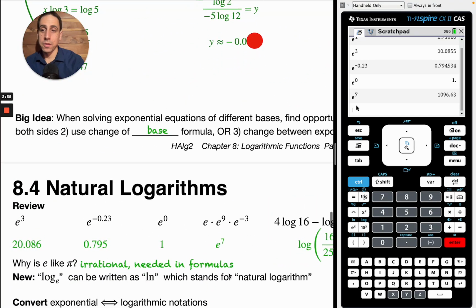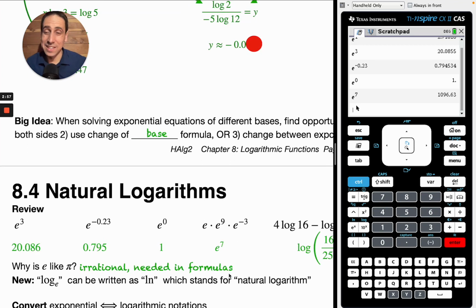All right, here's what's new. Log base e. What does that even mean? It doesn't matter, we're just going to use it. Log base e means the base is e, and the exponent is 3, or the base is e, the exponent is 7. It can be written as ln, which stands for natural logarithm.